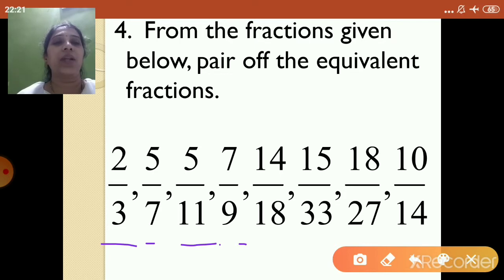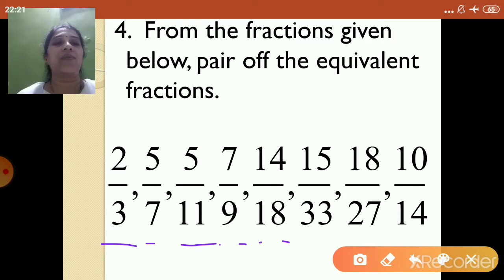So let's go to the next fraction, 14 upon 18. Now 14 and 18 should come in one table only, right? So we'll start with the 2's table. 2 7s are 14 and 2 9s are 18. So you get 7 upon 9, that means 14 upon 18 is an equivalent fraction.